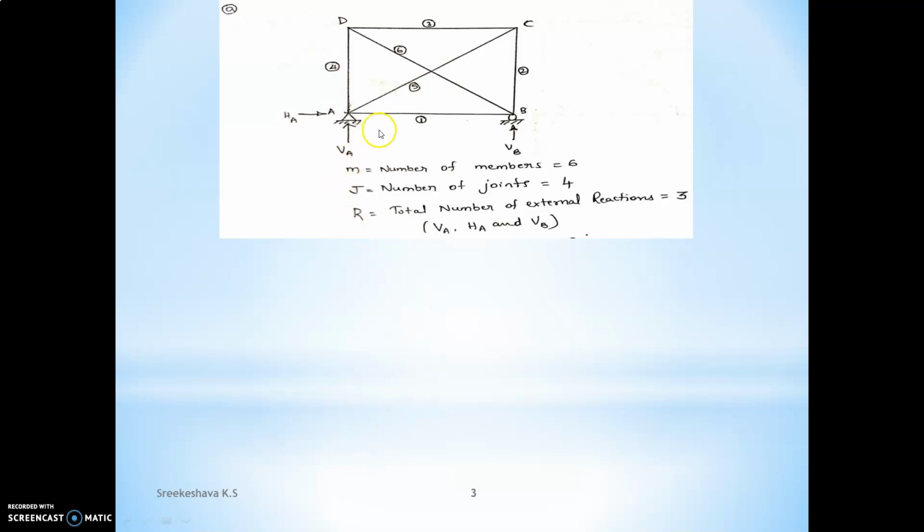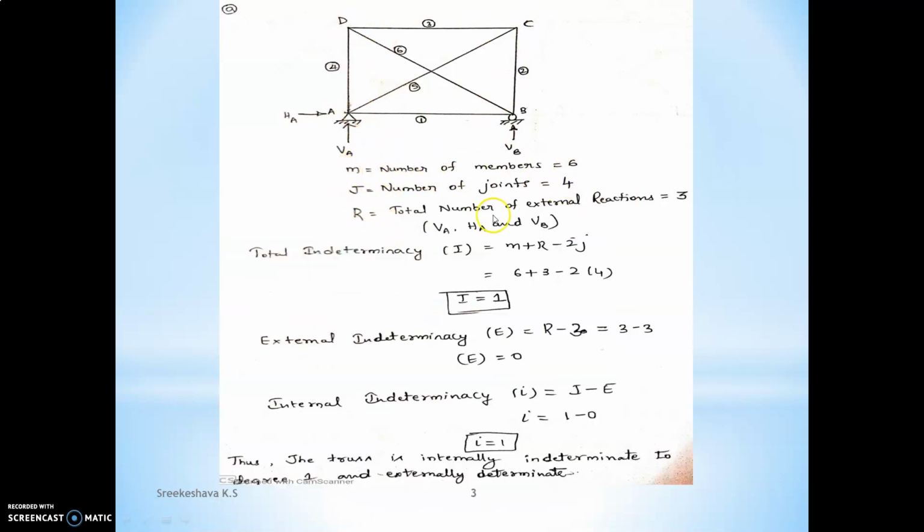See how many members are present in the given truss. It is AB, 1, 2, 3, 4, 5 and 6. Totally 6 members. How many joints? At joint A, a hinge is provided, therefore 2 external reactions. At joint B, a roller is provided, hence 1 external reaction. Totally 2 plus 1, there are 3 external support reactions. How many joints are there? A, B, C, D. Totally 4 joints.